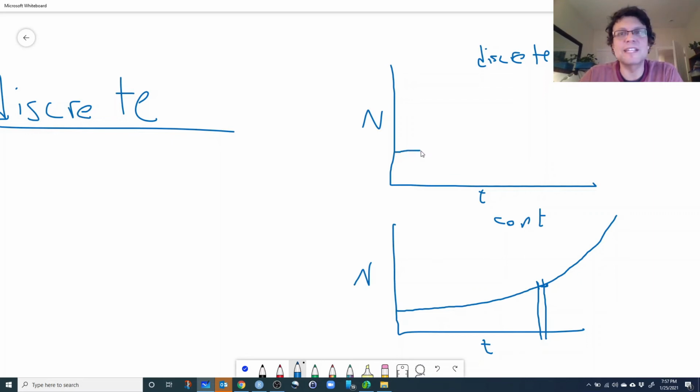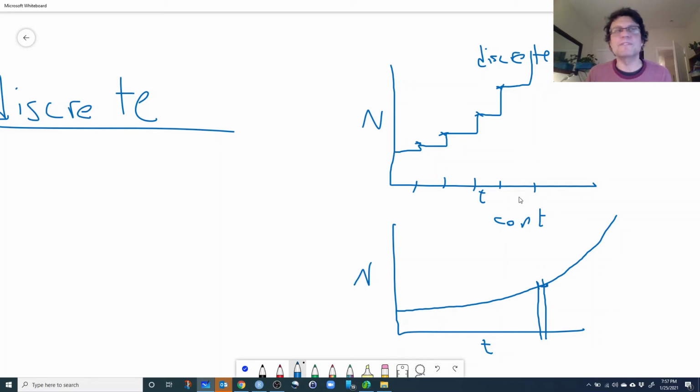The population stays constant, and then it jumps up. It stays constant, jumps up. Stays constant, jumps up. Stays constant, jumps up. And you can still see kind of an exponential growth pattern here. But the difference here is that the population is jumping up only at particular points in time. This is called discrete growth.